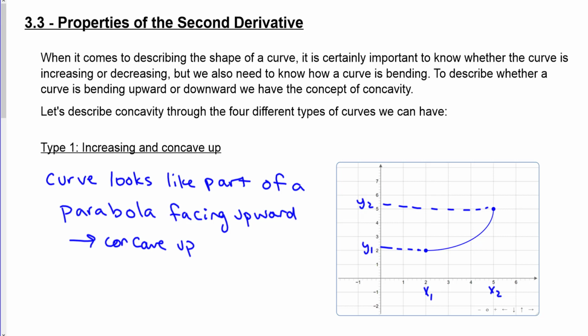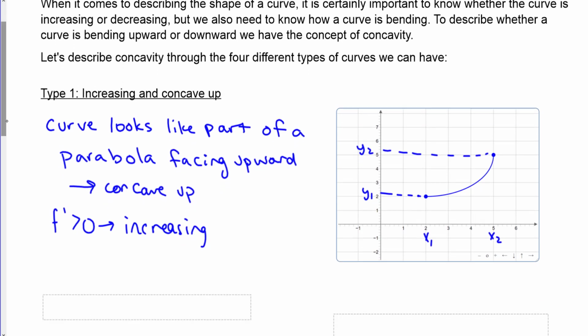Okay, and because this one is increasing, we would know that the first derivative is greater than 0, so that is an important aspect here, but it's increasing and concave up. So that is 2 different aspects that make this curve what it is. One other thing that's interesting about a curve that's concave up is that the curve lies above its tangent lines.